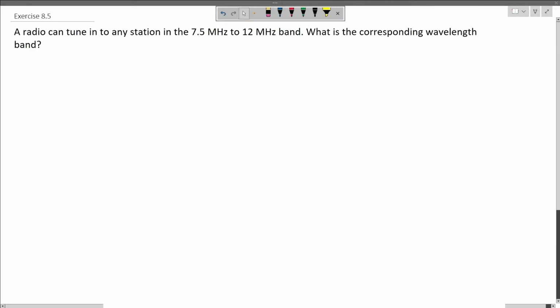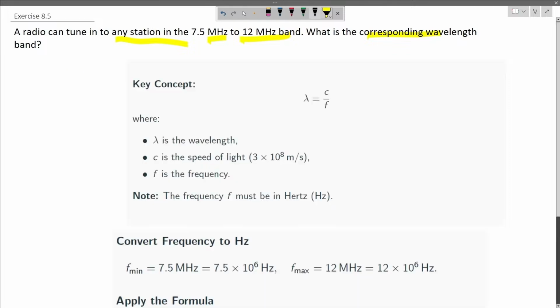The question is saying that a radio can tune into any station in 7.5 megahertz to 12 megahertz band. What is the corresponding wavelength band? So we know that the wavelength can be defined by the speed divided by frequency, and we have to find out here that given the range of frequency, what is the range of wavelength? Wavelength band means the range of wavelength. So here lambda can be calculated by dividing the speed with frequency.